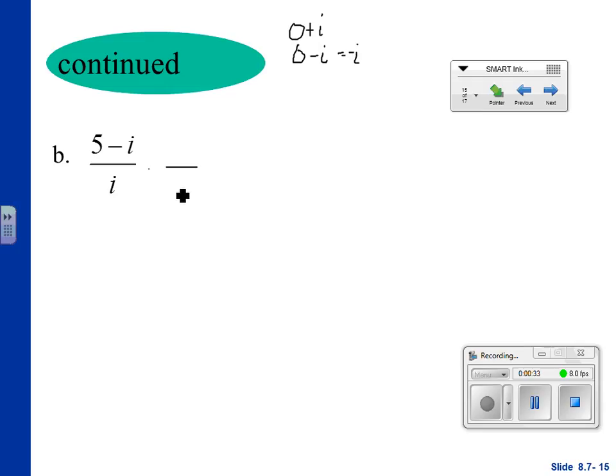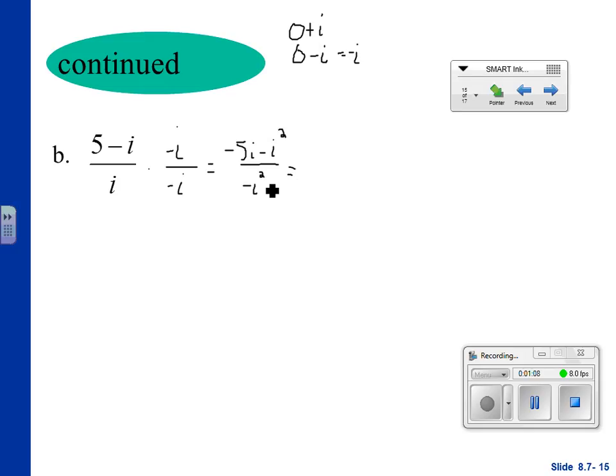So you can multiply by a negative i, or you can just multiply by i. Either way, you'll get to the same place. So I'm going to do a negative i, just to keep that whole idea of doing a conjugate. All right, so if we distribute on top, we get negative 5i, and then negative i times a negative i is minus i squared. On bottom, i times negative i is another negative i squared.